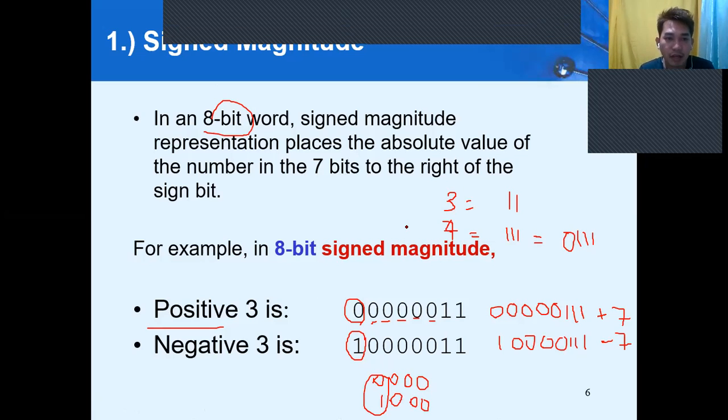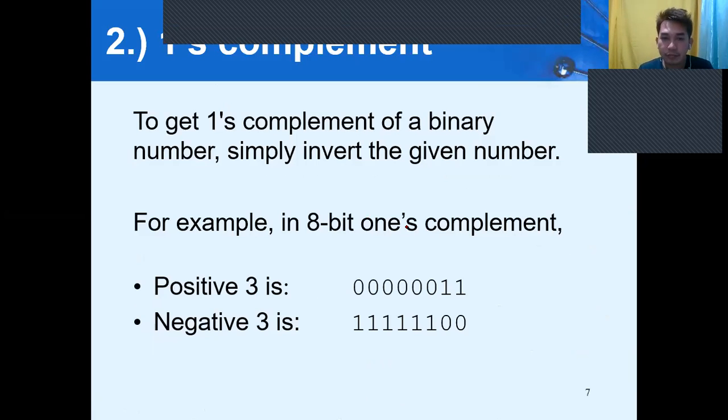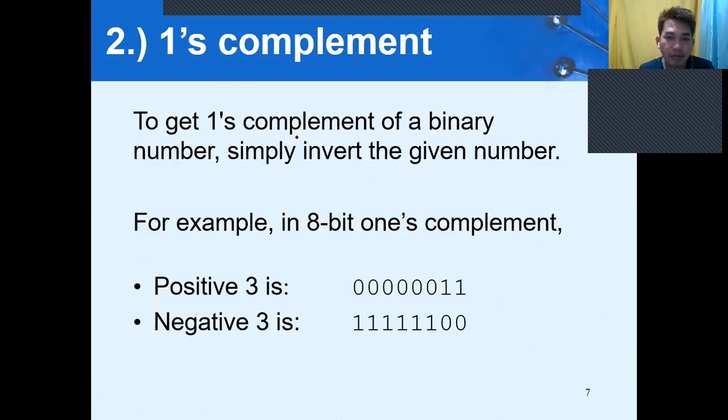So kaya meron tayong one's complement. Now, ang one's complement, in order to get the one's complement of a binary number, you just have to invert the given number. So meaning, ibaliktad mo lang siya. Pag 1, make it 0. Pag 0, make it 1. So we have here positive 3. Ayun. So ang inverted number niya is 11111100. So you just have to invert the given number.